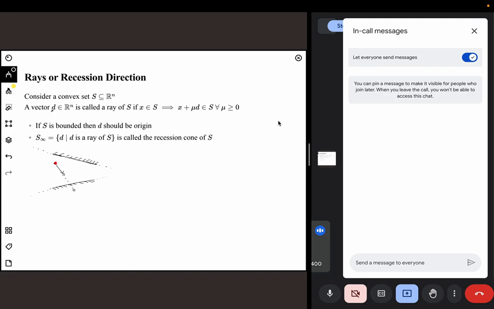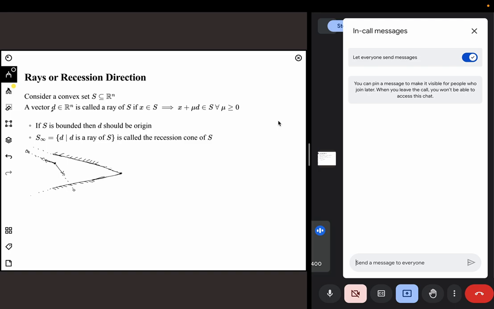However, say I take a direction like this, parallel to this particular one. However far I go in this direction, I will always be in the same set. So such kinds of directions are called the rays. You can see naturally that this will eventually converge, so you can think of this as a cone.